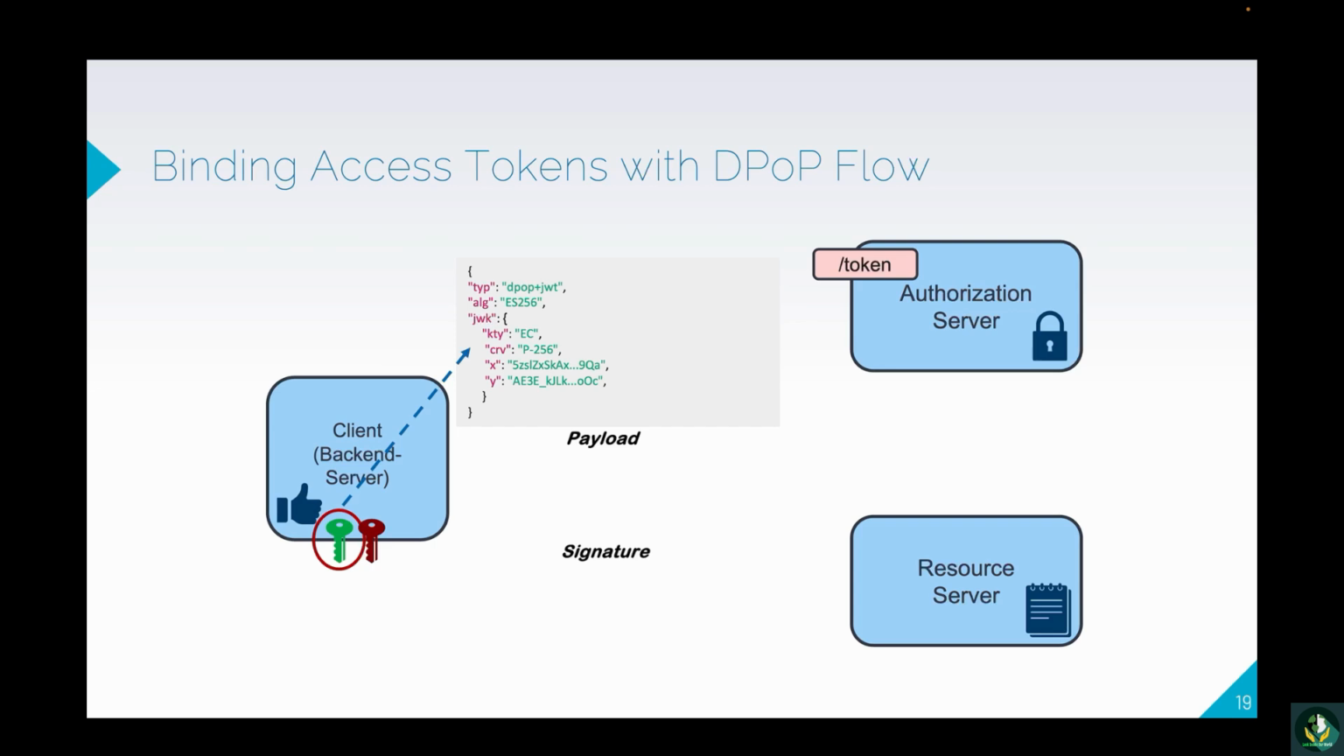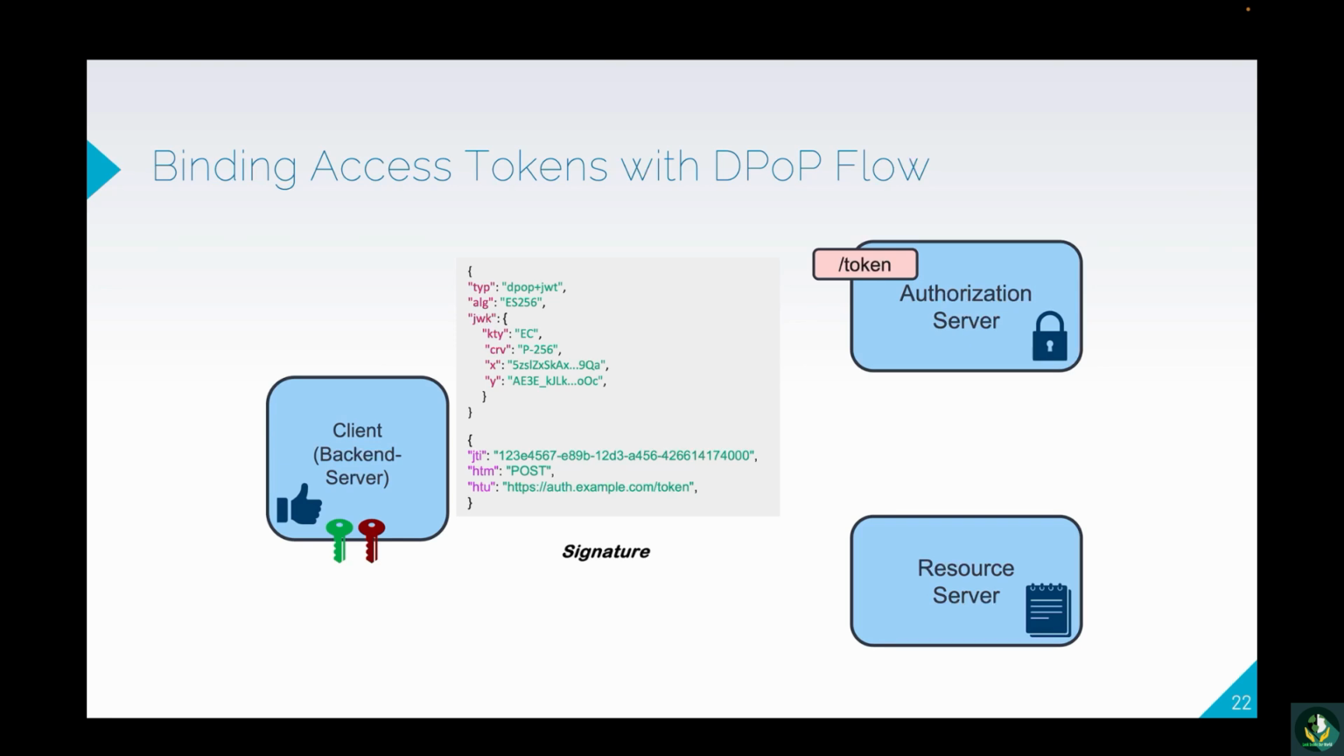The header is generally static and only changes if you use a new key pair or a different signing algorithm. The payload is dynamic and it changes with each request. It includes the following parameters: JTI, JWT ID, a unique identifier for the DPoP proof, ensuring that each proof is distinct. HTM, HTTP method, the HTTP method of the request, such as a POST, which is used in this case.